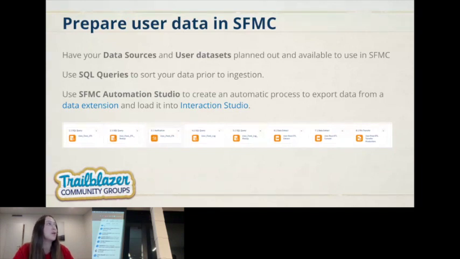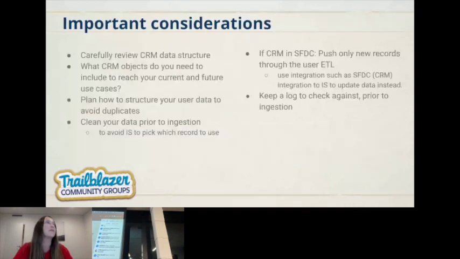So how do you do this? Well, you can use SQL queries to sort out your data prior to ingestion. And then you can use Marketing Cloud's Automation Studio to create an automatic process to export data from a data extension and load it into Interaction Studio. The data extension needs to be configured according to the requirements of the ETLs, and all of that information is readily available on the resource pages that Salesforce provides. And the picture down here is an example of how your automation might look, but it really depends on your data setup.